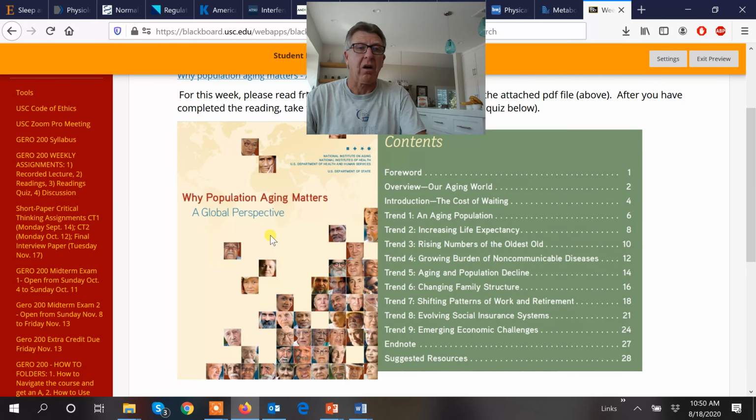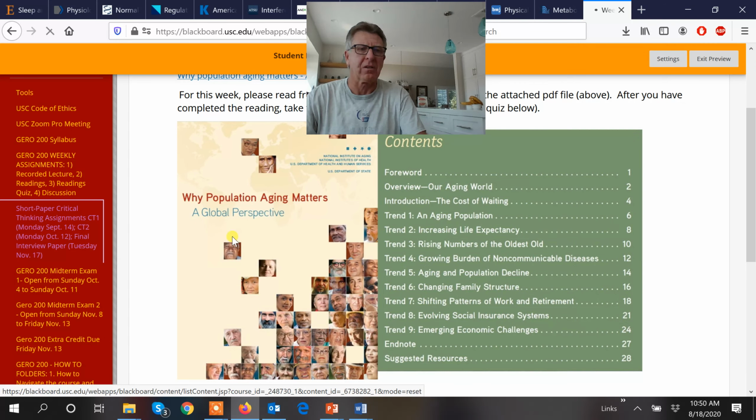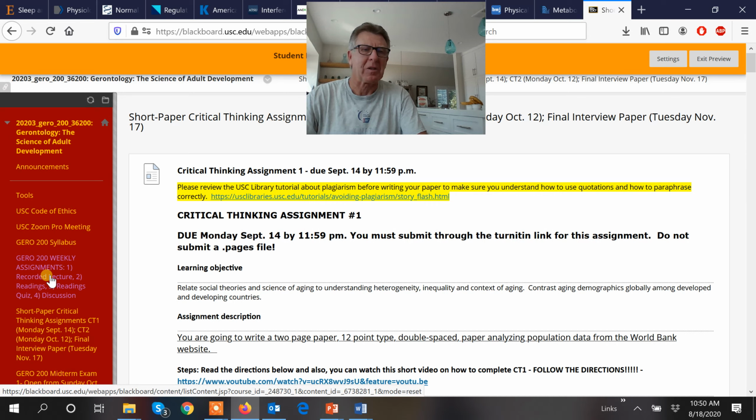I can also just go back this way. If I don't want to go backward on my browser, I can just click right here. And what I did, I clicked on the wrong tab. Okay, I'm going to click right here. That's for your written assignments.